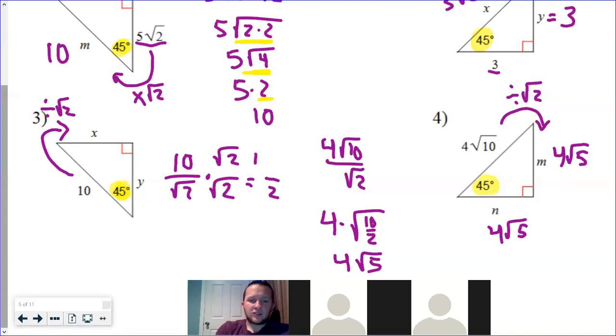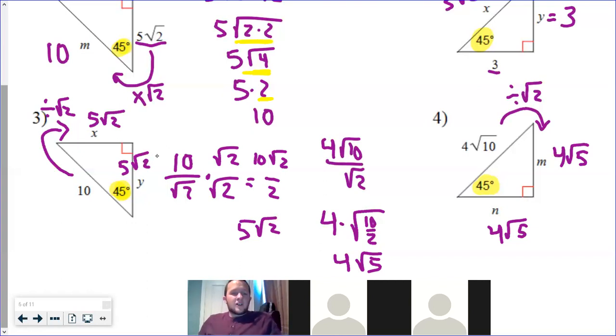In the top, it's going to just stay as 10 square roots of 2. However, we can simplify 10 divided by 2 to just become 5 square roots of 2. So when I take 10 and I divide it by the square root of 2, it'll turn into 5 square roots of 2. And if x is 5 square roots of 2, then y is also 5 square roots of 2.